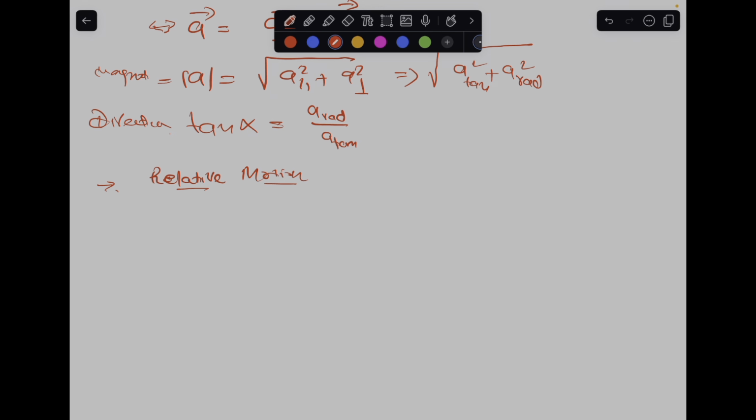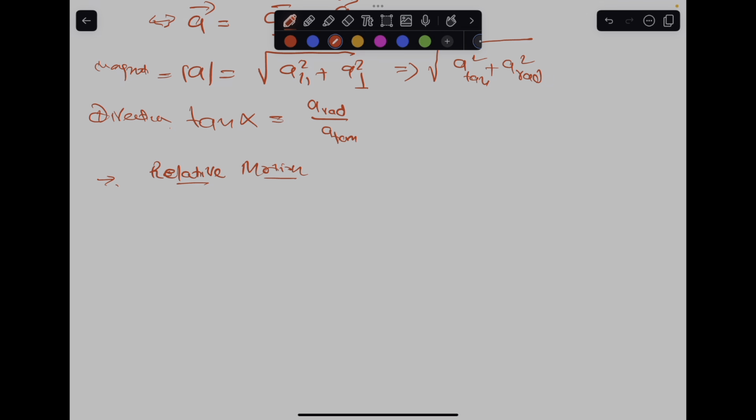Now the relative motion or relative velocity. So for example, you are in a train, and this train is traveling with 3 meters per second speed, and a passenger walks inside the train with a speed of 1 meter per second.